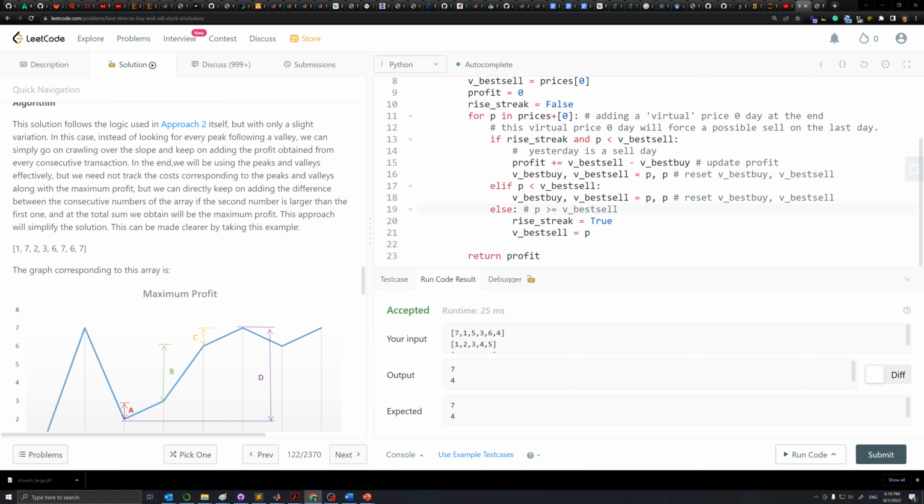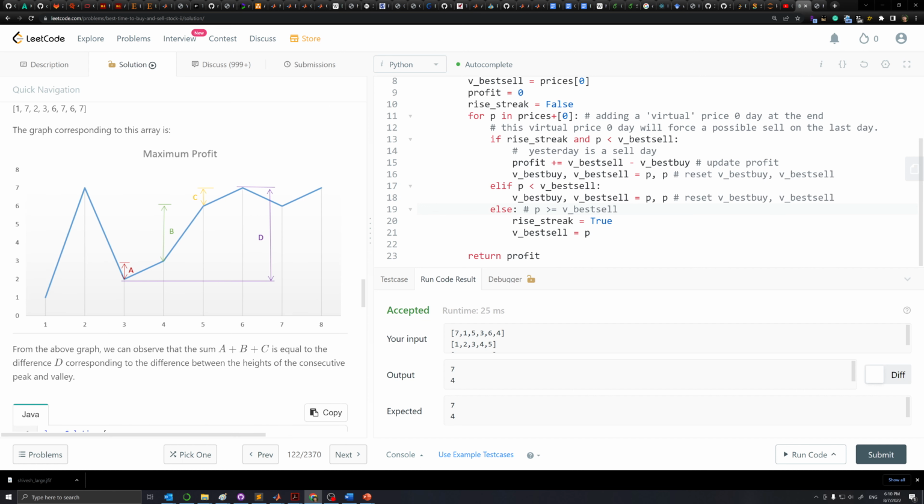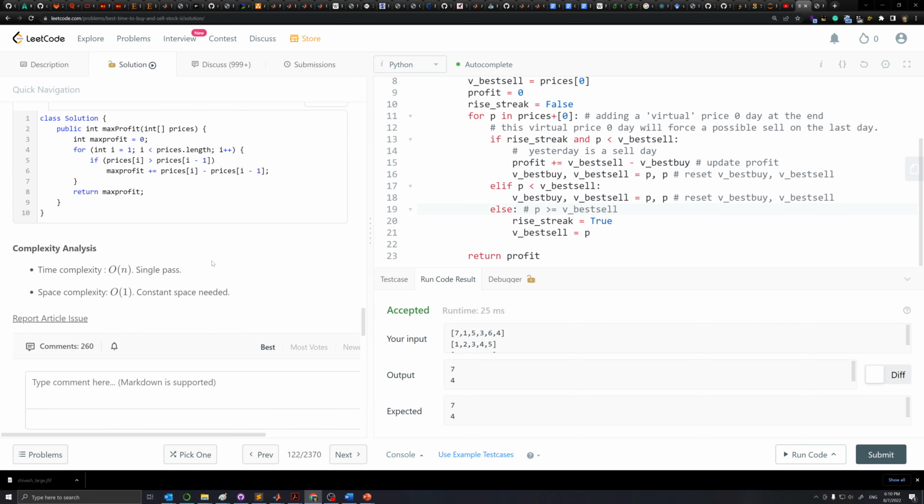This can be made clearer by taking this example. So it's a crawling example, right? You're gonna crawl on any up ramp. Observe that the sum a plus b plus c is equal to the difference d, corresponding to the difference between the heights of the consecutive peak and valley. Yeah, it's again a Java solution.